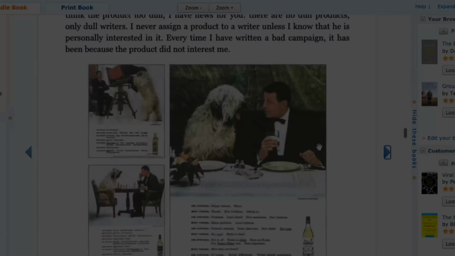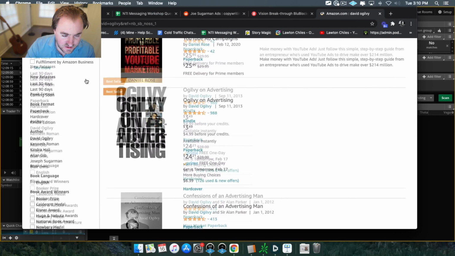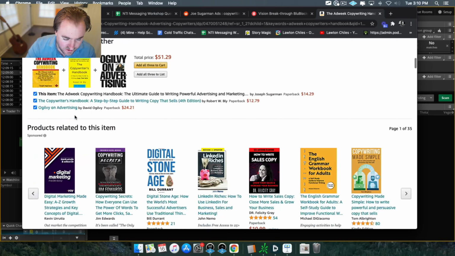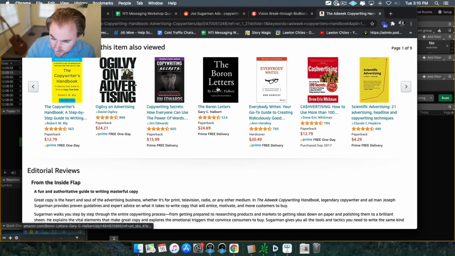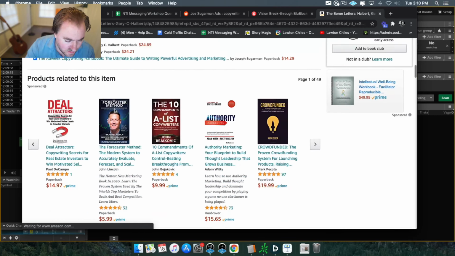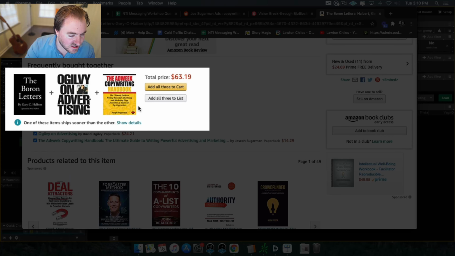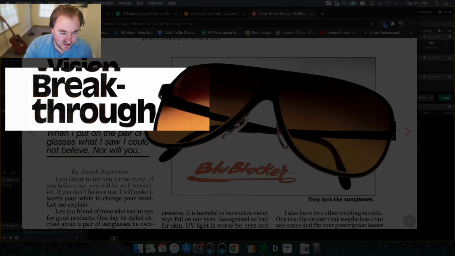Let's see. So we've got David Ogilvy, we've got Joe Sugarman. Both of these books are really good. If you go down here, there's a bunch of other books, like the Boron Letters, by my good friend Gary Halbert. You can usually get these for, so $60 for all of these. I would just get the bundle here, right? If you scroll down a little bit, you'll see the bundle. And then this is Joe Sugarman's.